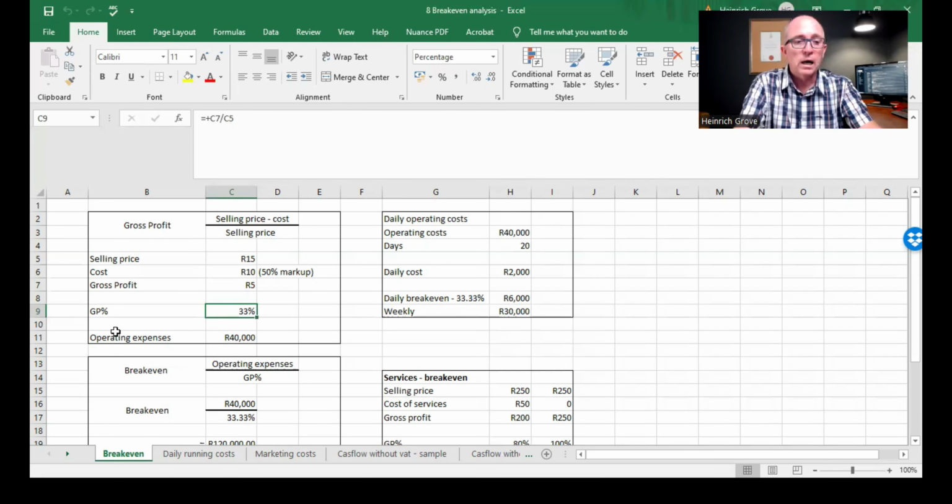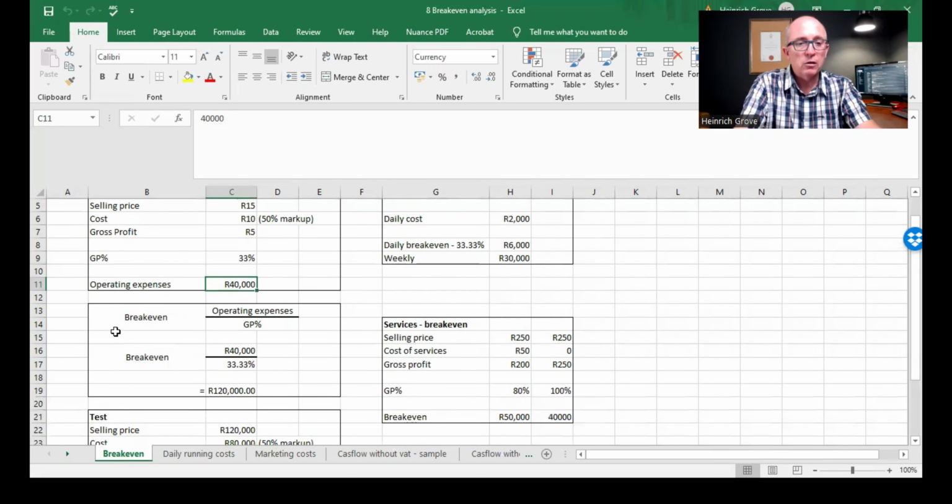In my example, I said that in my business, we've got operating expenses of 40,000 Rand. Then it means that if I pop that into the break-even calculation, the equation that you use is your operating expenses divided by your gross profit percentage. So if I take 40,000 Rand and divide it by 33%, I need to sell 120,000 Rand worth of products in a month to be able to cover my cost of 40,000 Rand.